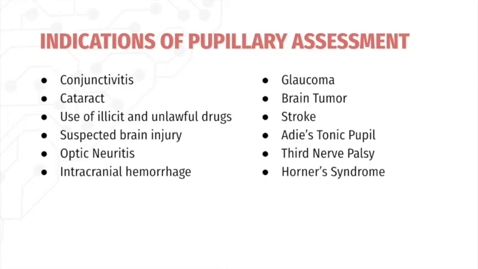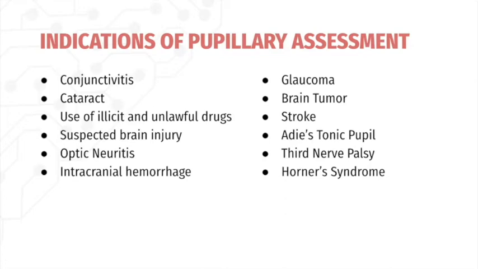It is important to determine whether brain damage has occurred after head trauma, and this can be achieved by pupil assessment. The fifth one is optic neuritis. It is an inflammation of the optic nerve, so the level of inflammation must be determined by pupillary examination.